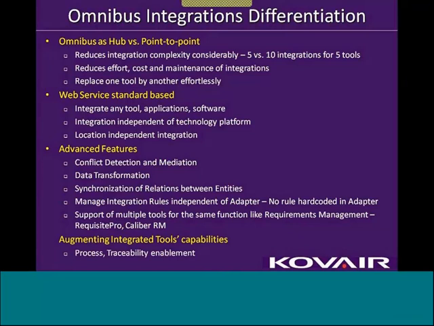And lastly, one other thing we have is that when you integrate with Omnibus other tools which lack some of these advanced features like the process capability, traceability, etc., Kovair actually adds those capabilities to that particular tool. And in the demo, I'll highlight that. So just for the sake of presentation here, I want to mention that we actually augment the capability of the external tools by using our integration technology.